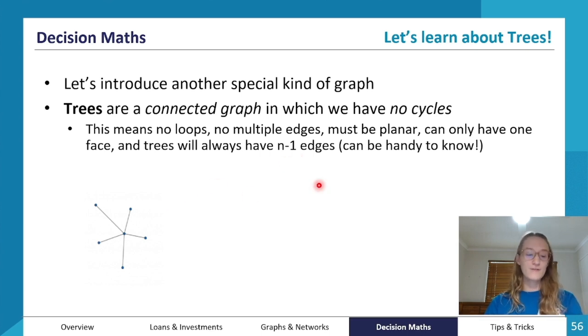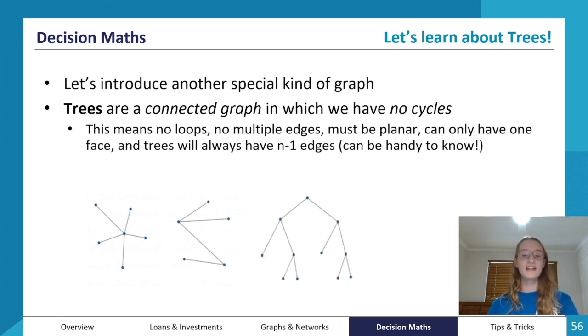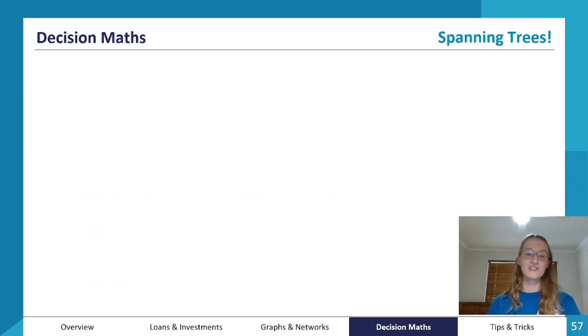And we can see I've got a few more examples here. It could look like that, or it could look like that. Trees can look like different things as long as they hold to these definitions.